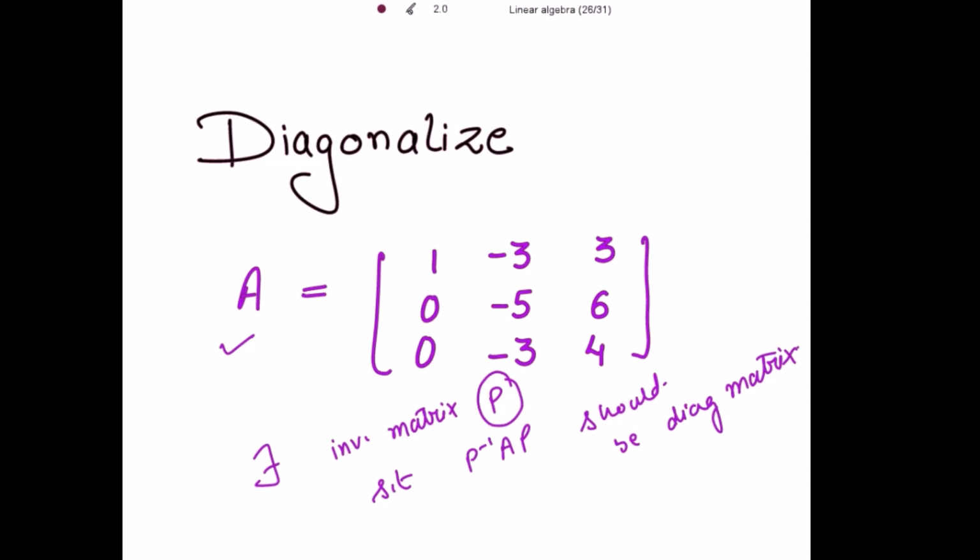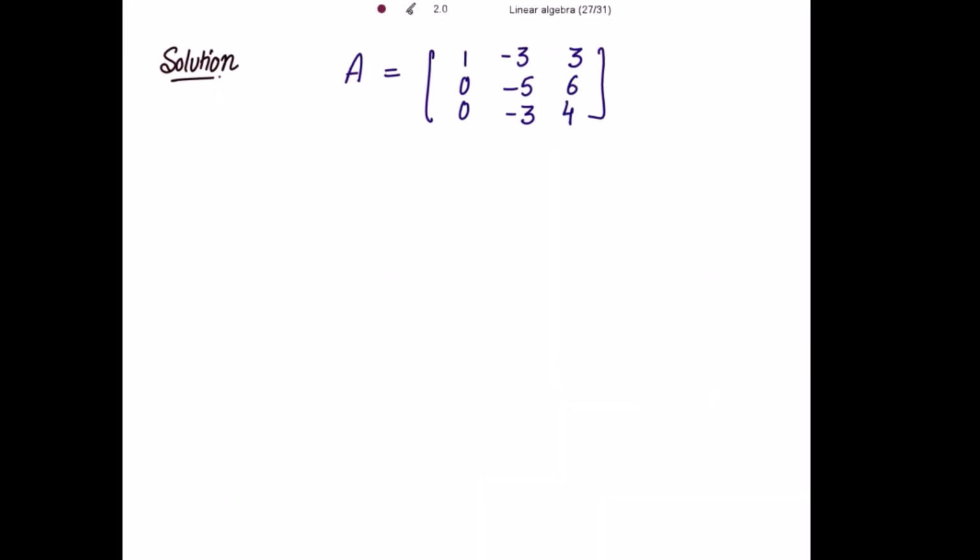For that, first we need to find the eigenvalues for this matrix and then the eigenvectors. From there we get the bases, right? And then from those bases we find the matrix P, right? So let's start with the solution. So this is the matrix given to us.